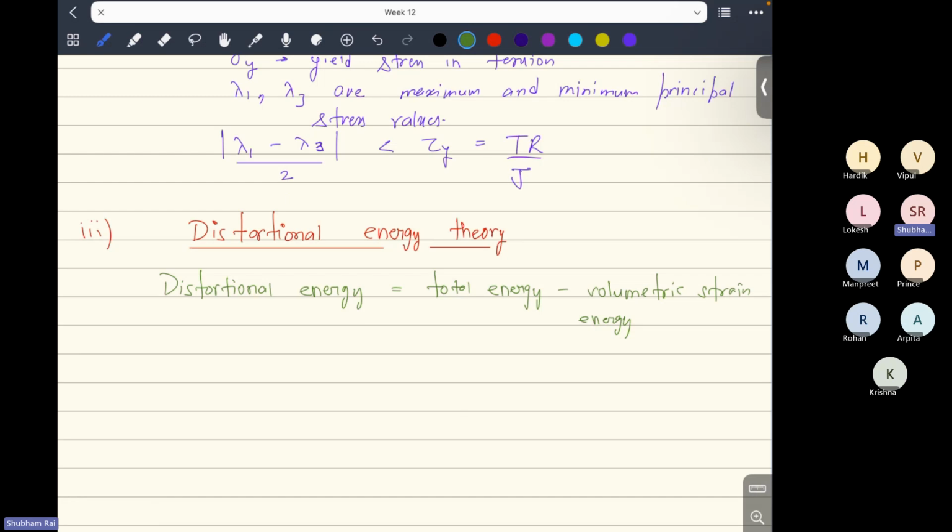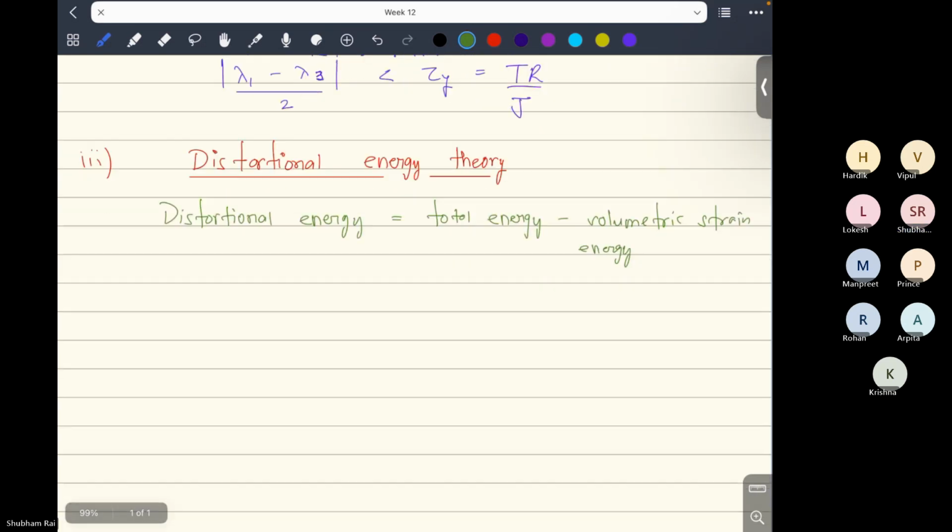So that may lead to failure. Anyway, the exact reason why distortion energy theory leads to failure in ductile materials, for that you need to study material science, and you'll have to go to the granular level and study the dislocation movement and movement of grain boundaries.